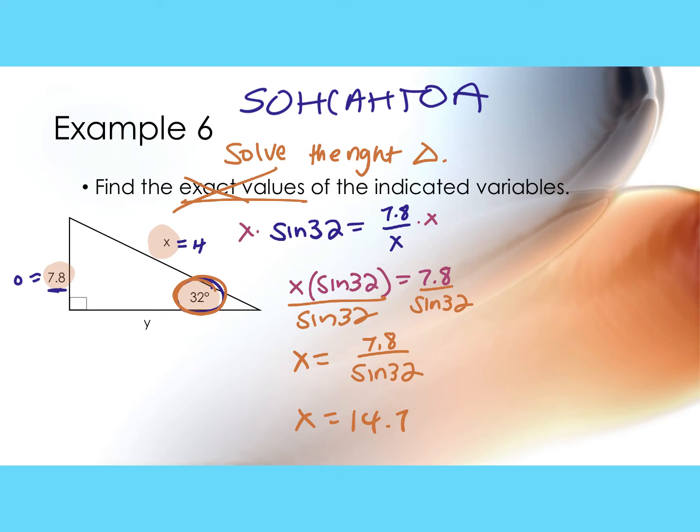Now, if I wanted to do the same thing, but this time solve for y, I have the option of using the value I just found and doing adjacent and hypotenuse, which would be cosine. What would be the downside to that?